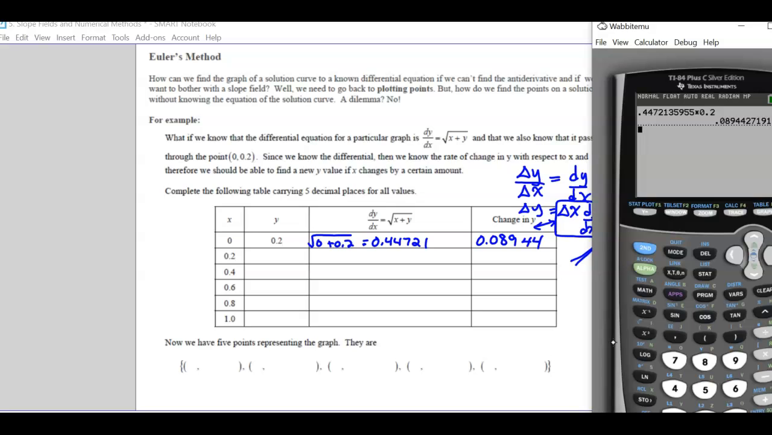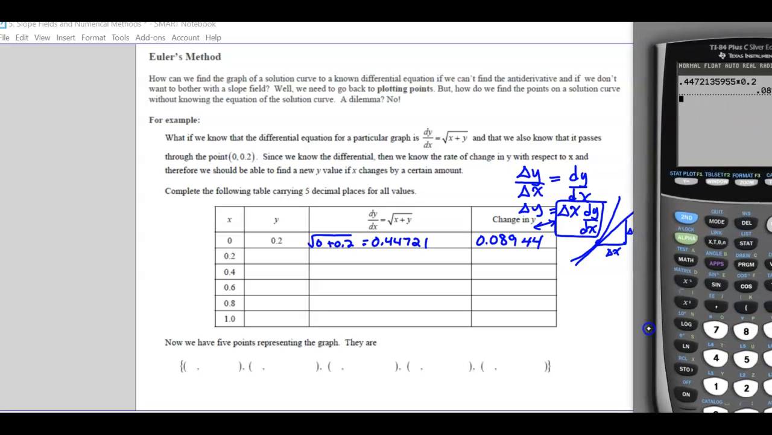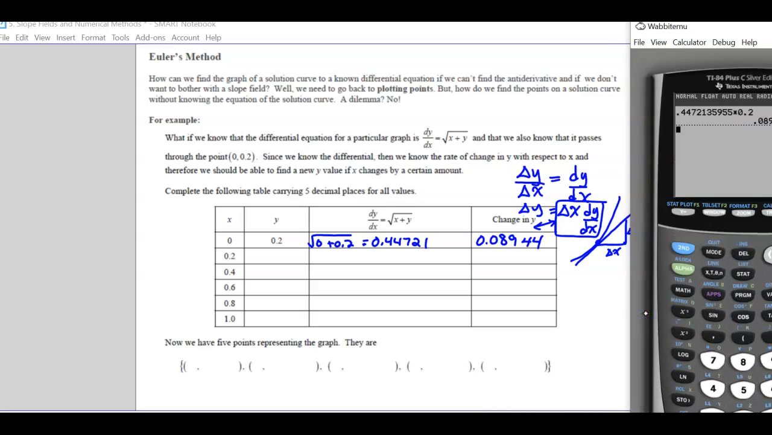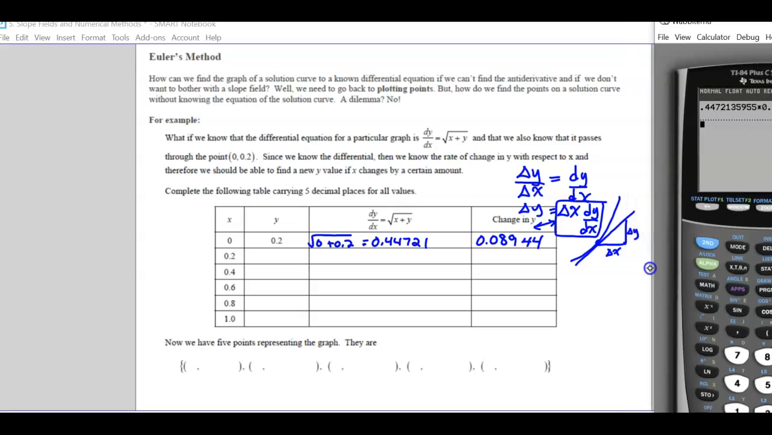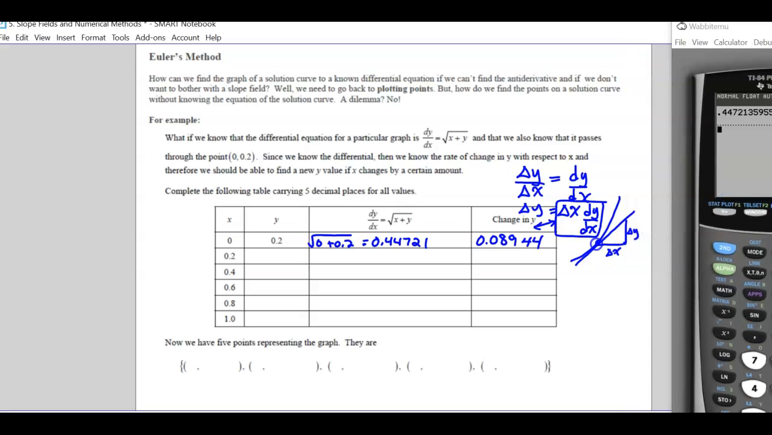So now our new y value is the previous y value, because this point was x, y. So now our new y value is whatever y was there, plus delta y. Okay? So we need to add the change in y with 0.2. So that's going to be 0.28944.